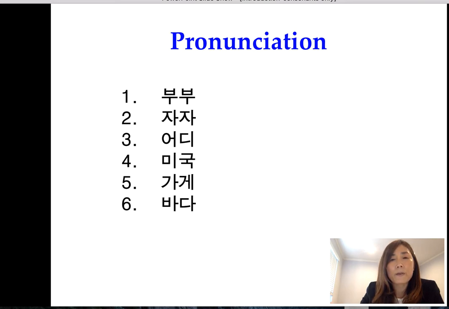One more time, please repeat after me. Number one, pu, pu. Number two, ta, ta. Number three, o, ti. Number four, mi, ku. Number five, ka, ke. Number six, pa, ta.